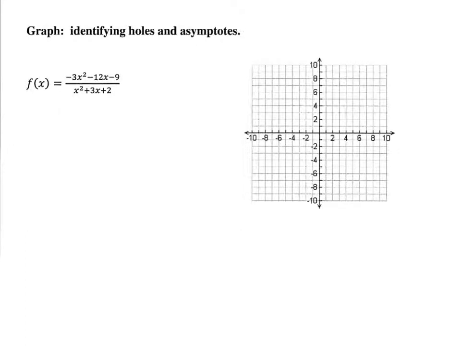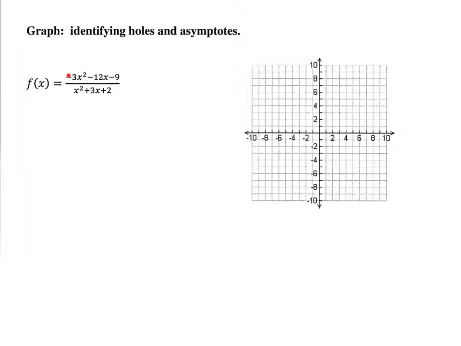Here we go, another rational function to graph. Identify the holes and the asymptotes. Now when we're in general form like this, rational form, definitely have to be aware of holes and look at different ways for the asymptotes.